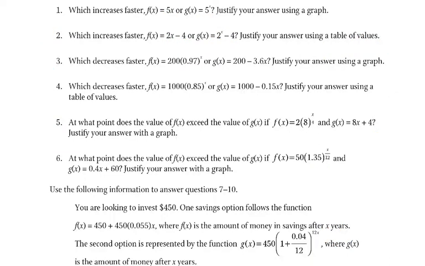Alright, number 3, which decreases faster? Okay, 200 times 0.97 to the x, or g of x equals 200 minus 3.6 to the x. Okay, so looking at these ones, we're only going down by about 3%, and this one we're going down by 3.6x. Okay, so typically, again, that multiplication is going to be bigger, but let's take a look at the graph.